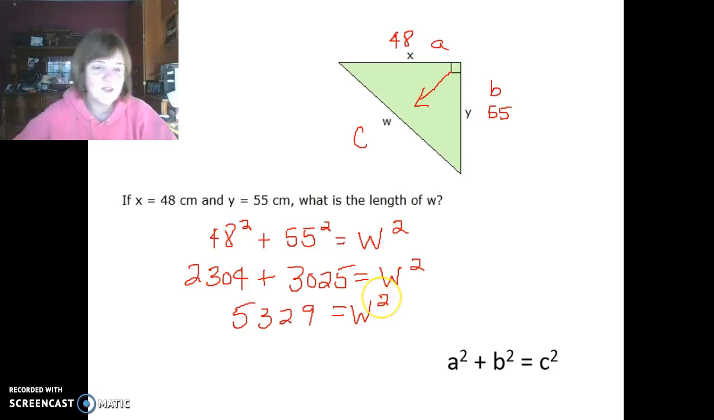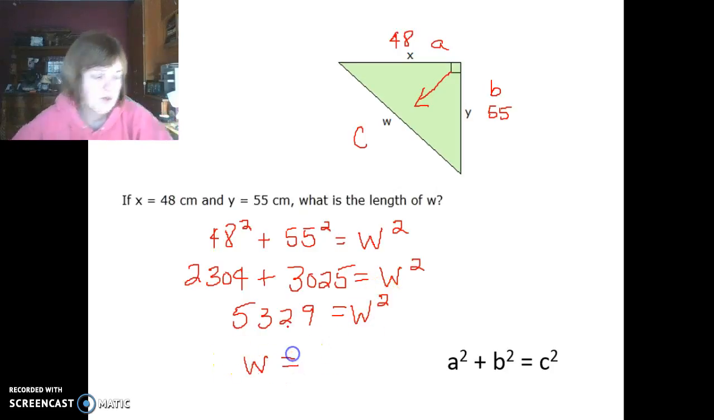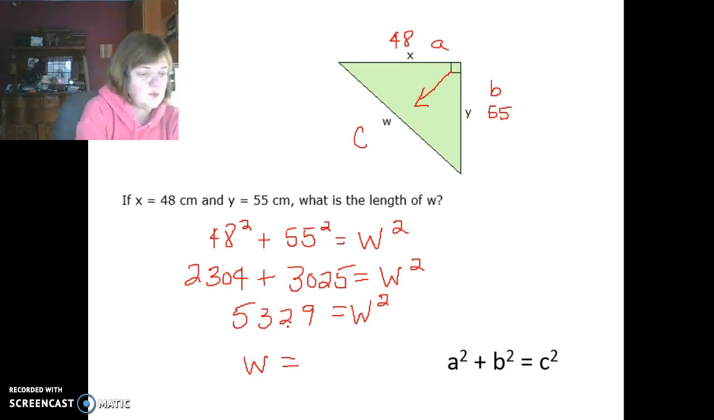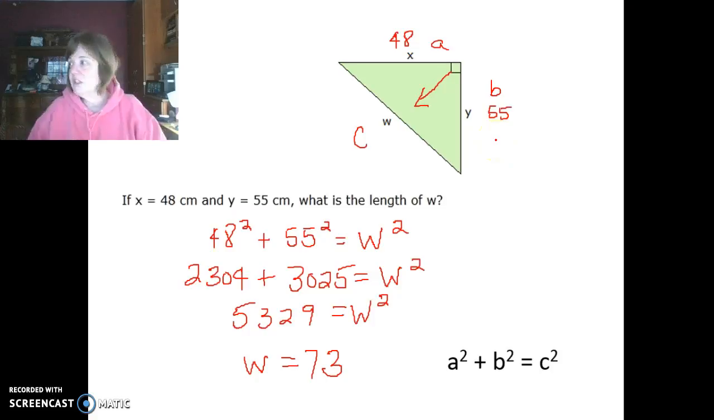So now I've got to take the square root in order to get W. I hit the square root button, and whoa, that is only 73. And I like to look back. Does that make sense? The hypotenuse is always going to be bigger than my other two numbers. And is it? Yes, 73 is bigger than both of those. So we're good.